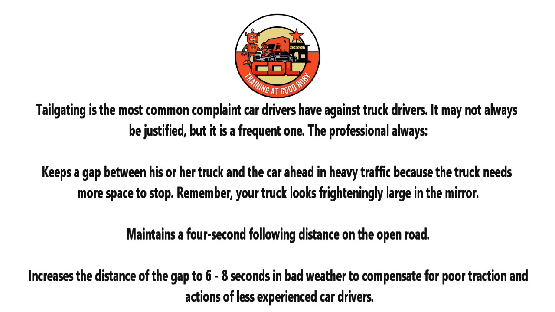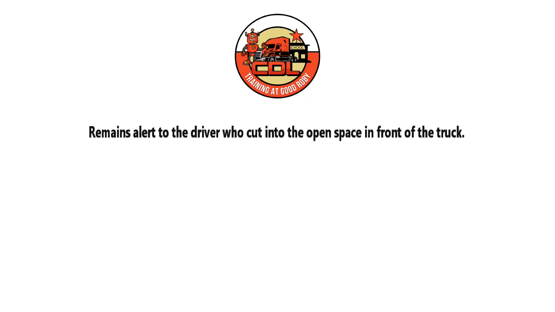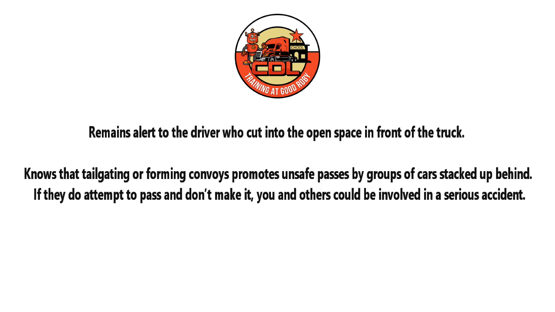Maintains a 4-second following distance on the open road. Increases the distance of the gap to 6 to 8 seconds in bad weather to compensate for poor traction and actions of less experienced car drivers. Remains alert to the driver who cuts into the open space in front of the truck. Knows that tailgating or forming convoys promotes unsafe passes by groups of cars stacked up behind. If they do attempt to pass and don't make it, you and others could be involved in a serious accident.